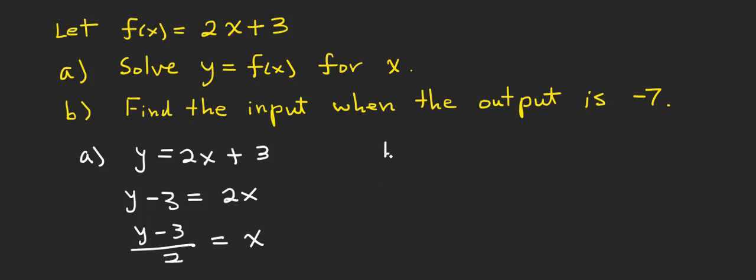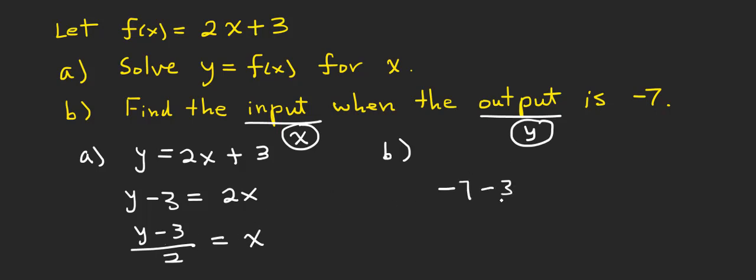What about part B? Find the input when the output is negative 7. Here the input represents the x value, and the output represents the y value. So basically we have to find the x value when the y value is negative 7. So just plug in negative 7 for y. And what is your x? It's negative 5.